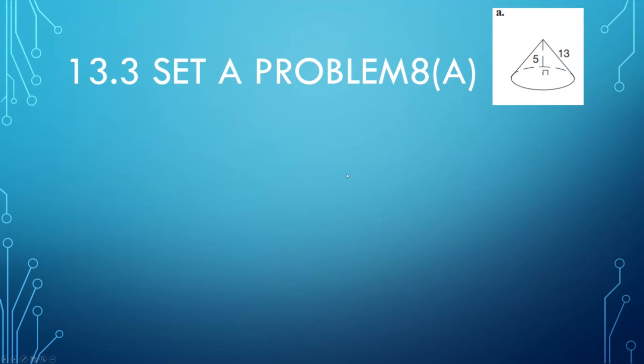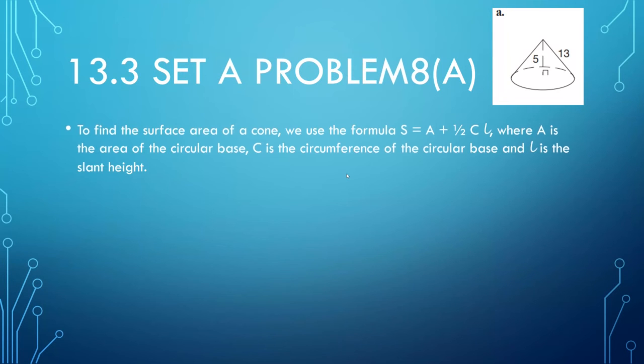Next, we're going to look at problem number 8, part A. So we're finding the surface area of a circular cone. To find the area of a cone, we're going to use this formula. S for surface area equals A plus 1/2 CL. A is the area of the circular base, C is the circumference of the circular base, and L is going to be the slant height.